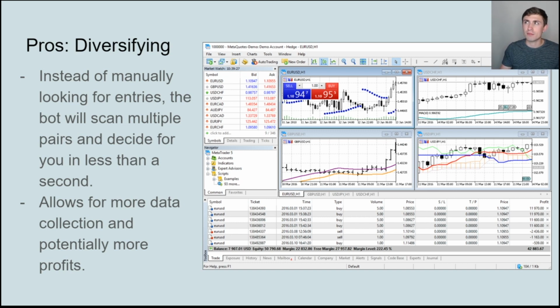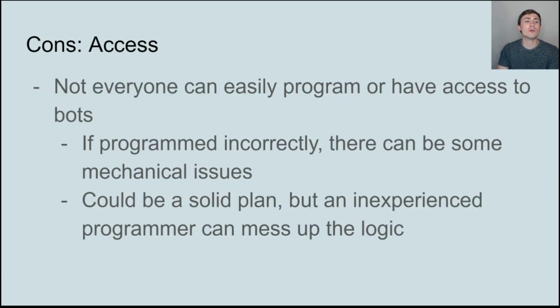I believe at the time I had 5 or 6 different accounts running different strategies. Some of them are automated and some of them are manual. So here, let's talk about some of the cons. Con number one is a big one, which is access, right?